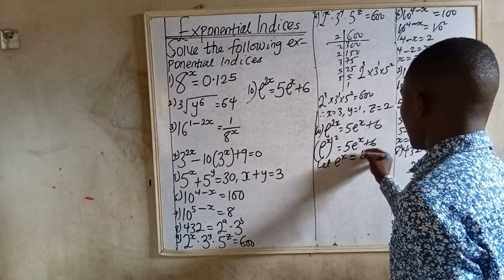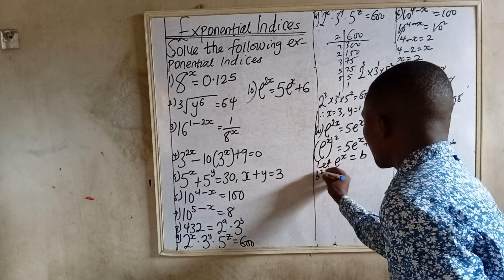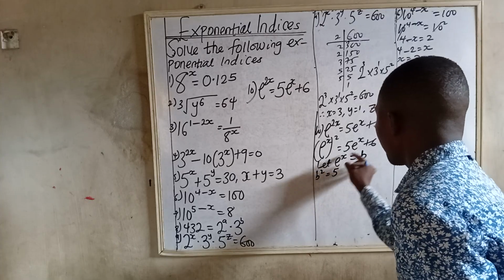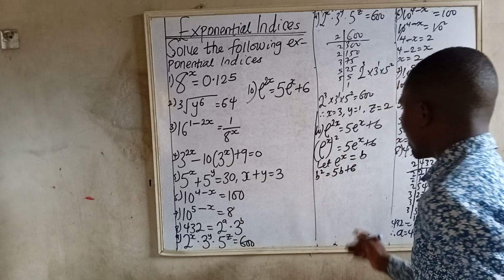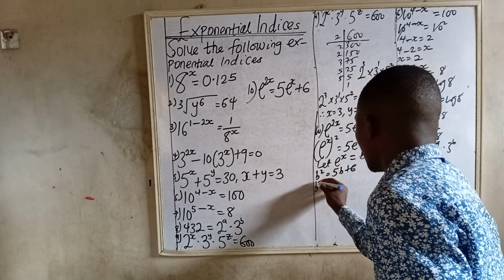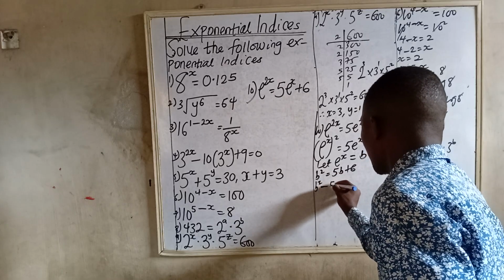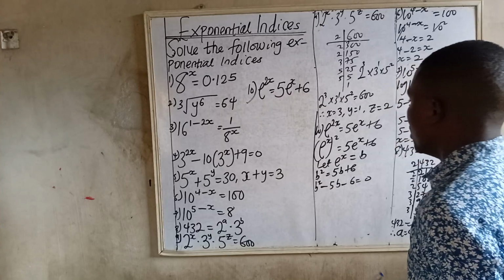Let's use b here. So we put b here. So b raised to the power 2 is equal to 5 times b, that's 5b plus 6. Let's now bring all these numbers to this side. So we have b raised to the power 2 minus 5b minus 6, everything equals to 0.